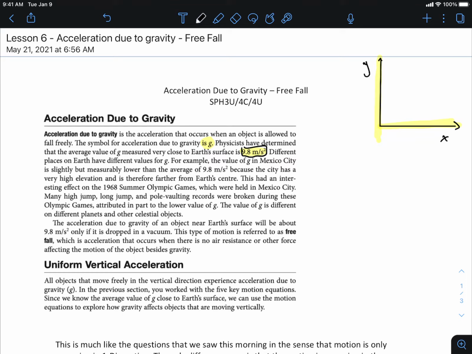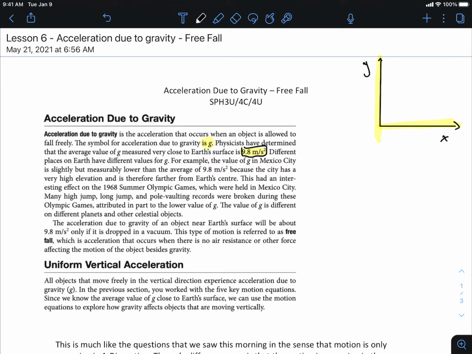And there were some interesting effects at the 1968 Summer Olympics, right? People were breaking records all over the place because they were essentially feeling less gravity, and so they were traveling further, right? So many high jump, long jump, and pole vault records were broken during these games, which is kind of cool. I just thought that was cool, and I thought I'd include it, right?